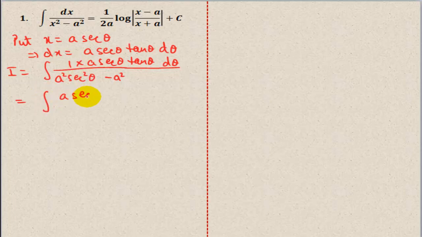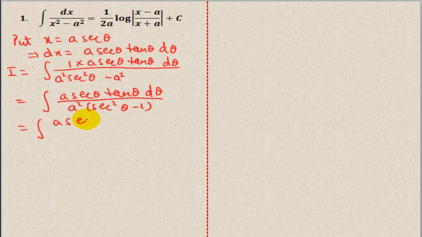It is a sec theta tan theta d theta. In the denominator, you will find a square is common and we are left with sec square theta minus 1, which in the next step we will reduce to tan square theta, because we know sec square theta minus 1 is tan square theta. So the denominator is now a square tan square theta and d theta here. Cancel out the common factors from the numerator and denominator. You can see one of the a's gets eliminated. We have 1 over a. One of the tan theta also gets cancelled out. So this is sec theta over tan theta.